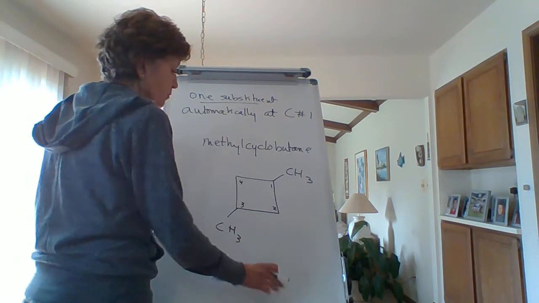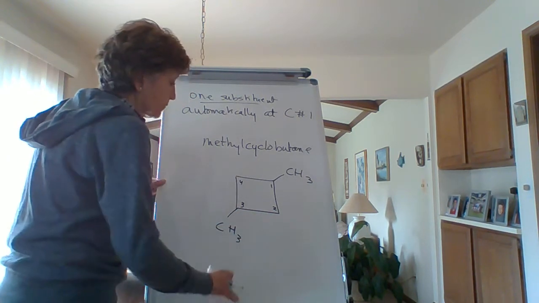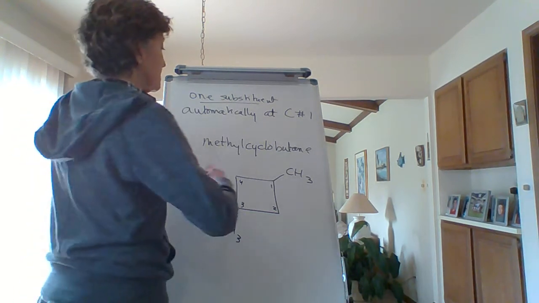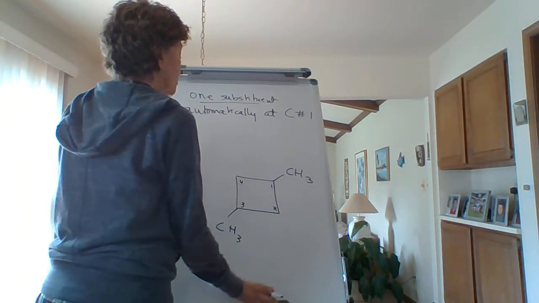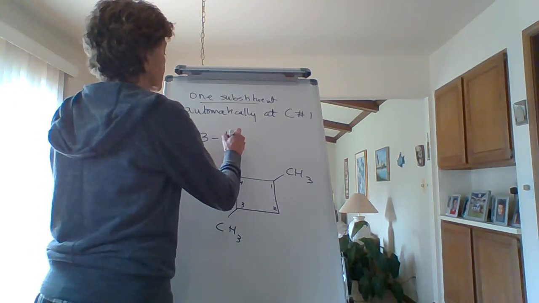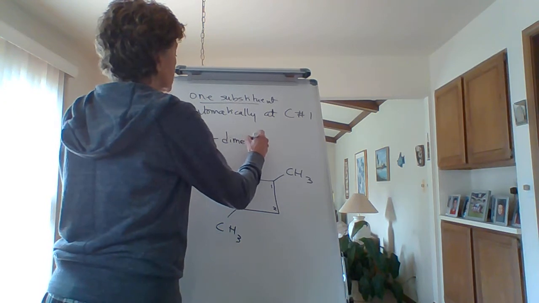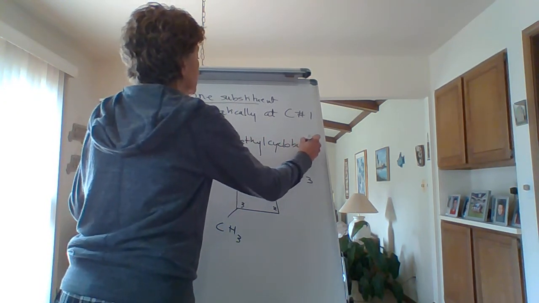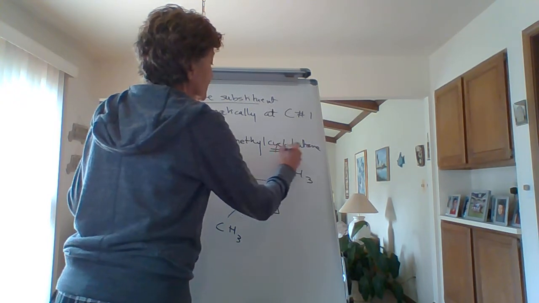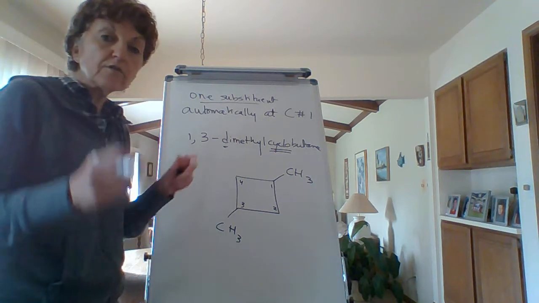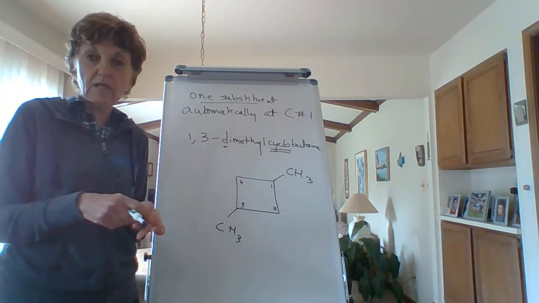So what would the name be? The name for this one would have to be, actually let me erase this name. It would be 1,3-dimethylcyclobutane. Don't forget the cyclo and don't forget the di because you have 2 of them, so you've got to tell everybody that you have 2.